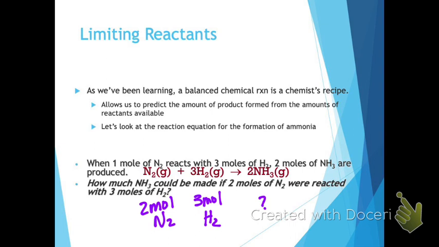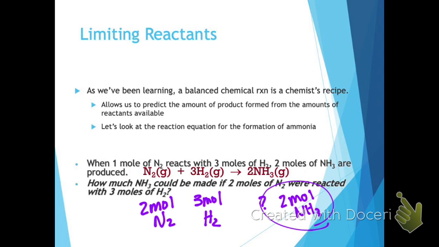Keegan, what do you think? 2 moles of NH3. I would agree. Why is that? Because it takes 3 of H2, you aren't given 6, you don't have that.